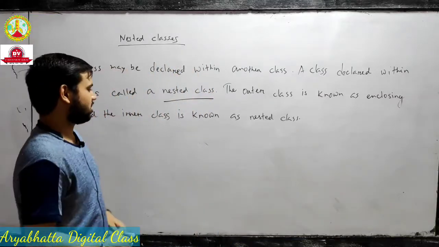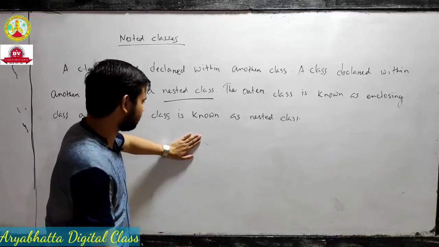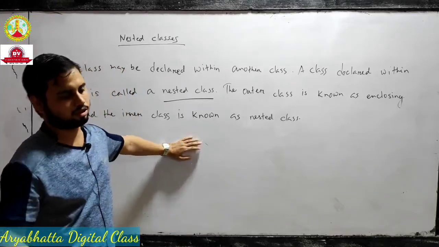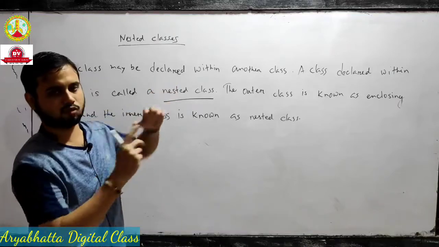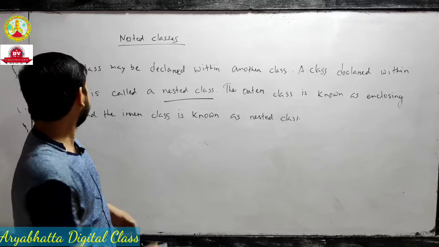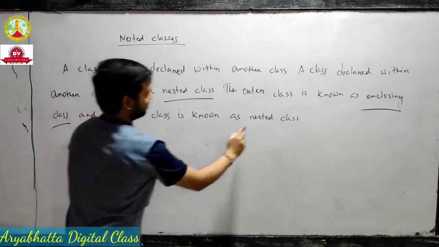Means there are a minimum of two classes in the concept. In the nested class concept, there are minimum two classes. One is outer, another is inner. One is under the other class. And the outer class is known as the enclosing class, and the inner class is known as the nested class.